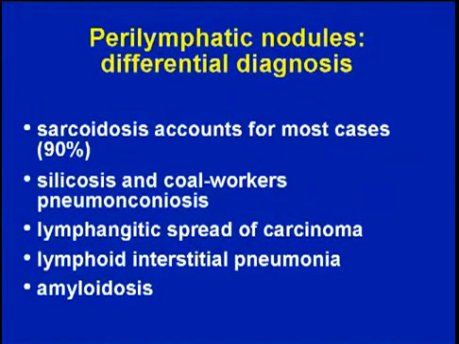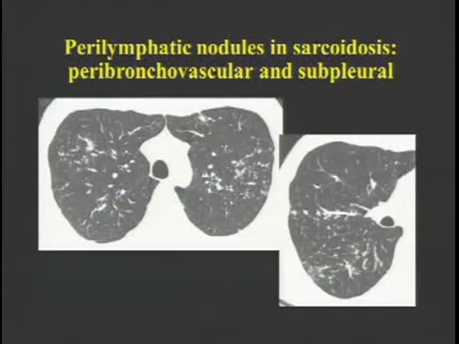The differential diagnosis. Well, sarcoid accounts for at least 90% of patients I see with a perilymphatic distribution of nodules. It's a very, very common cause of this. Other causes: silicosis and coal workers' pneumoconiosis, lymphangitic spread of carcinoma, lymphoid interstitial pneumonia, one of the interstitial pneumonias I didn't talk about this morning, and amyloid. So there's a list of uncommon diseases here.